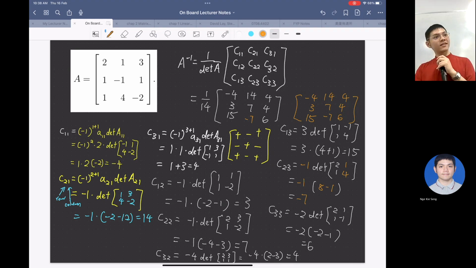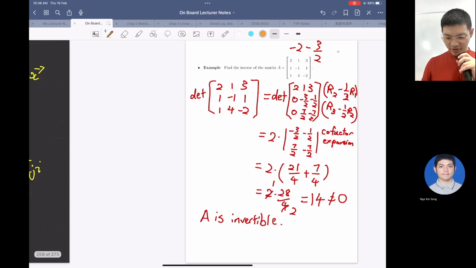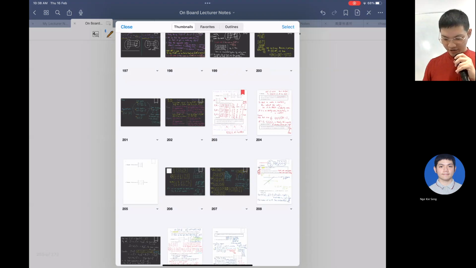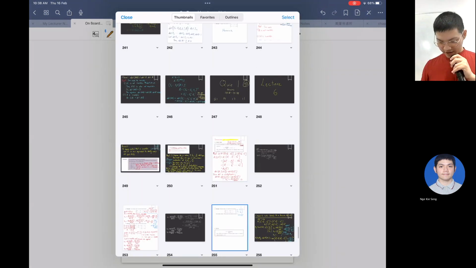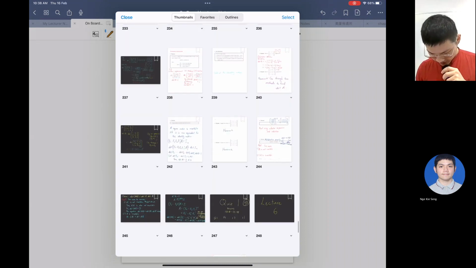C33 what? C33 is wrong. Okay, never mind. Okay. Wait. Let us go back. So we are wrong at the formula of cofactor, is it? Okay, let's go back. What's the cofactor formula?